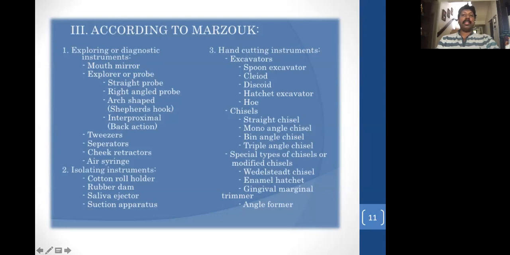Then what you do is isolation. You put a cotton roll, you place a rubber dam, you put a saliva ejector, you put suction, everything, so that you can see the operative area. Removing saliva is called isolation. Where the tooth is being worked on, saliva should not come into contact with the tooth; whatever measures you take for that is called isolation. Remember this term. What do you mean by isolation?